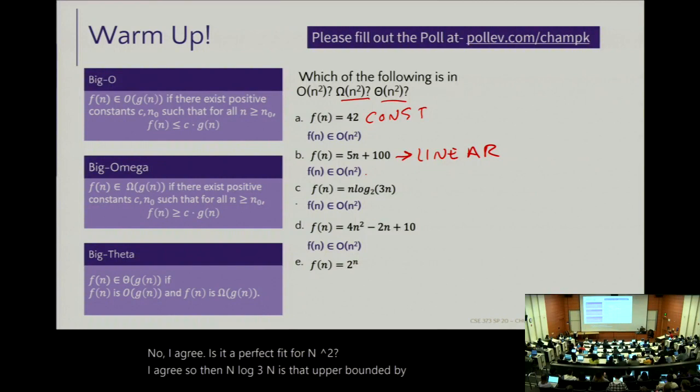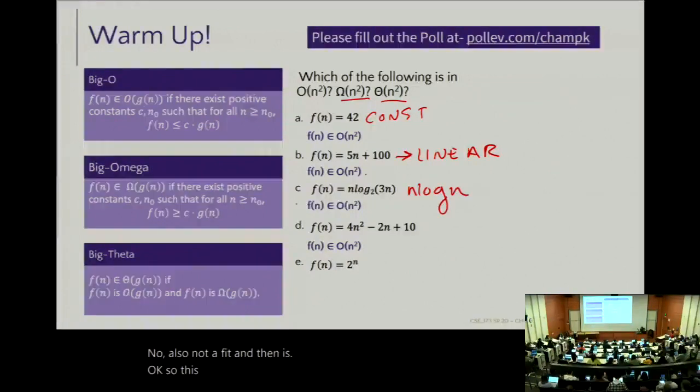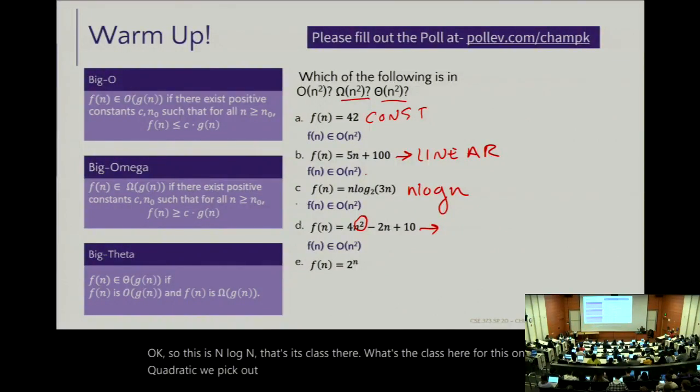So then n log 3n, is that upper bounded by n squared? Yes, as you can see here. Is it lower bounded by n squared? No, also not a fit. And then, so okay, this is n log n. That's its class there. What's the class here for this one? Quadratic. We pick out the dominating term of n.